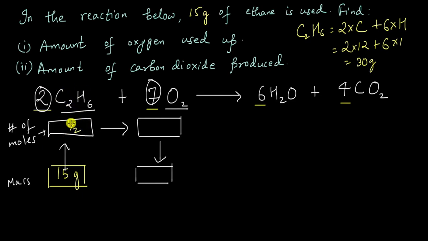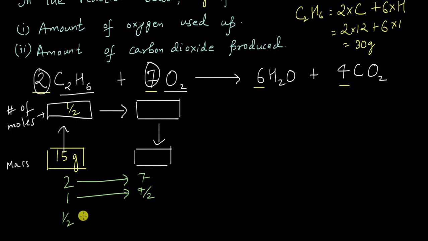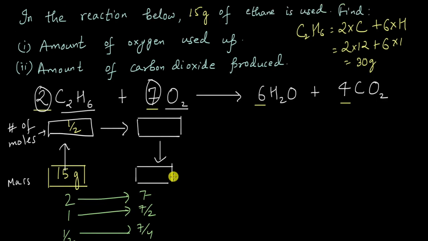We now know the number of moles of ethane. So we can see that 2 moles react with 7 moles of oxygen. This means that 1 mole of ethane would react with 7 by 2 moles of oxygen. And so half a mole of ethane will react with 7 by 4 moles of oxygen. That makes sense. So this will be 7 by 4. We must have used 7 by 4 moles of oxygen.